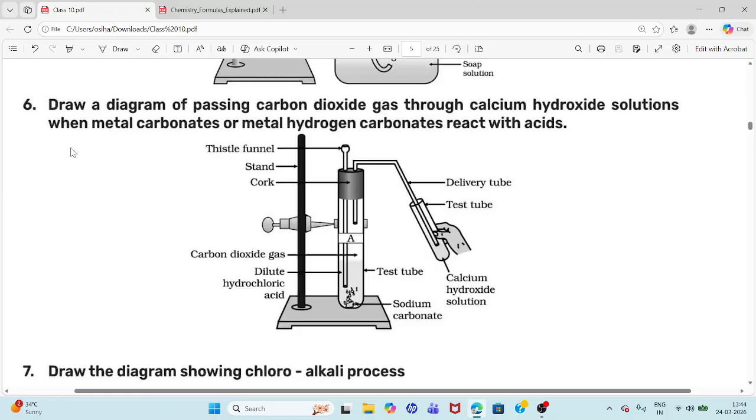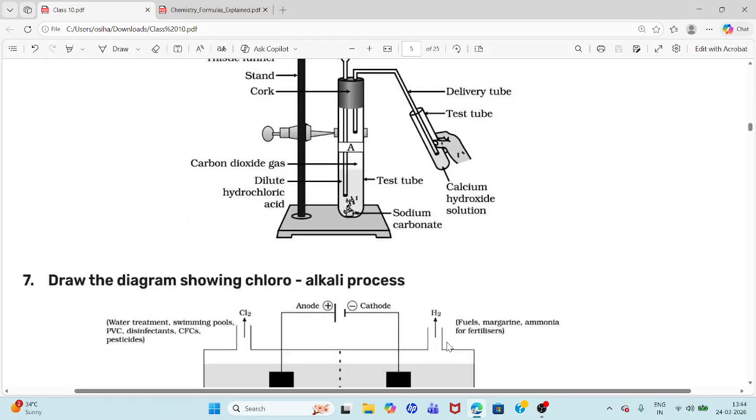Sixth question: draw a diagram of passing carbon dioxide gas through calcium hydroxide solution when carbonates or metal hydrogen carbonates react with acids. So here two test tubes you have to draw. You can see the labeling part, everything. Here it is neat and clean. Like this only you have to draw in the exam. Okay? Practice this diagram also.